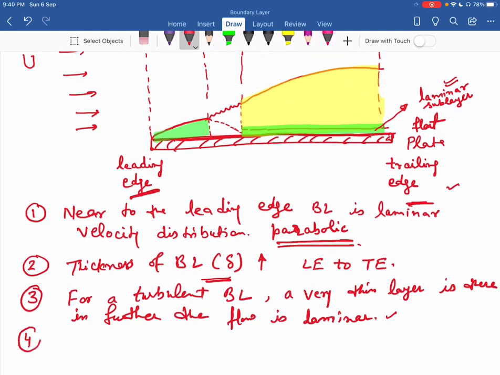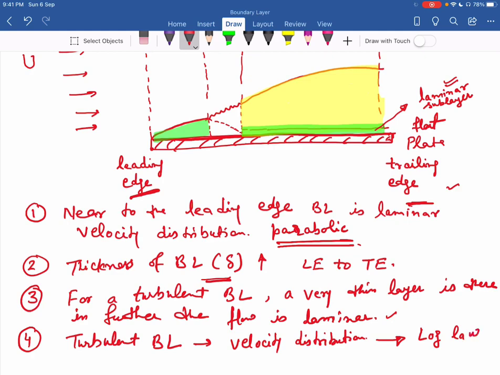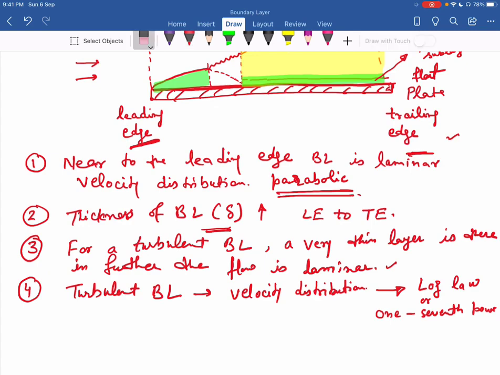Then another point you can note here: the velocity distribution in the turbulent boundary layer. Within the turbulent boundary layer, the velocity distribution is not parabolic in nature. That velocity distribution is given by a log law, or by a 1/7 power law.